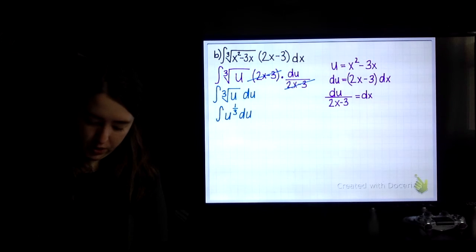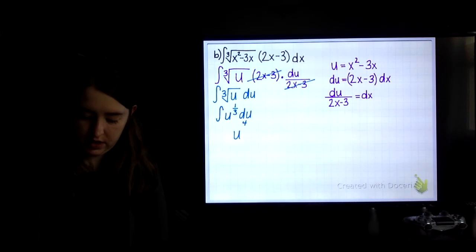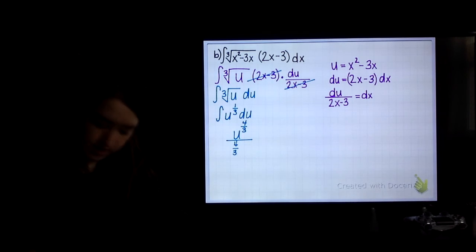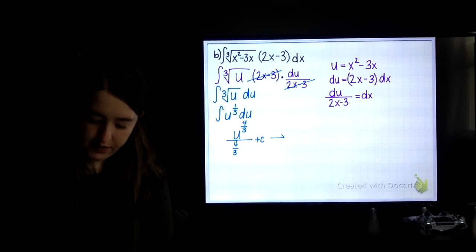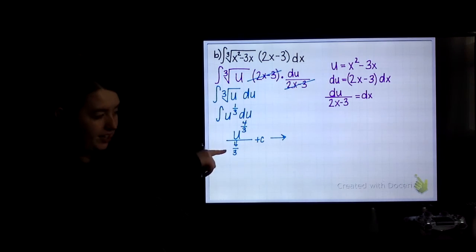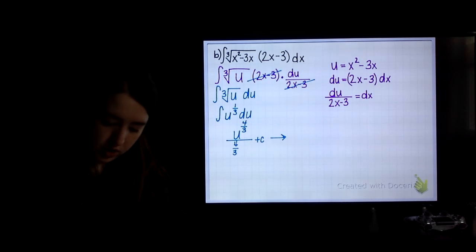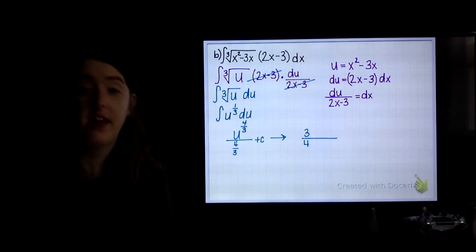So we've got u, we have to add 1 to our power. So that's to the 4/3 power now, divided by what my new power is, which is 4/3. And then we have to have a plus c at the end. So it is painful for me to have a fraction over a fraction, that shouldn't be happening. I need to multiply by the reciprocal. So I know 3 is going to be in the numerator of that fraction. 4 is going to be in the denominator of that fraction.